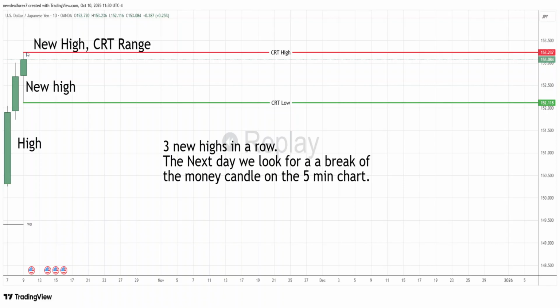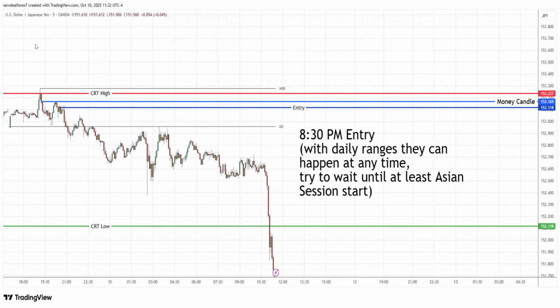So we mark out candle three's high and low. And what do we look for? Price action to go above and then create a money candle at the high of the day and then crash. So the best entry here would have been around 8:30 p.m. This was on dollar yen.